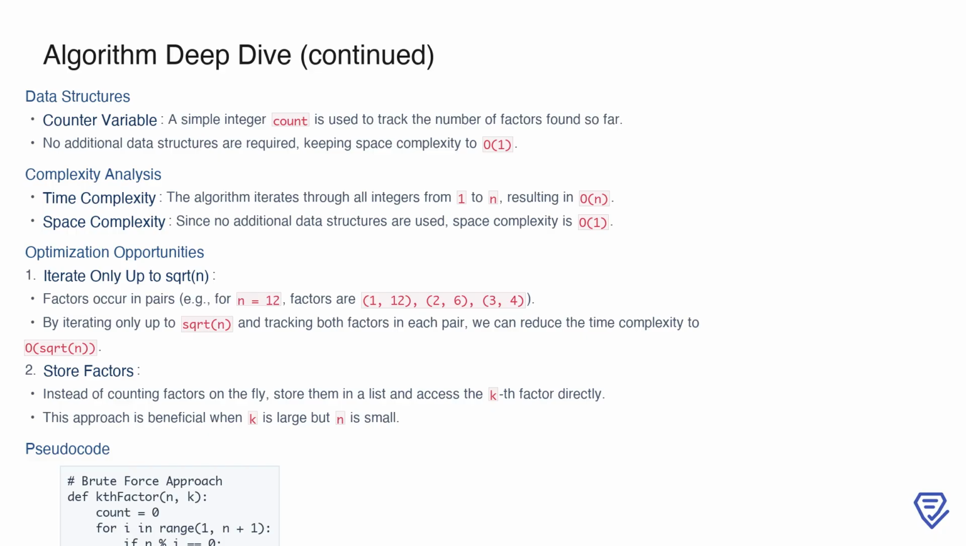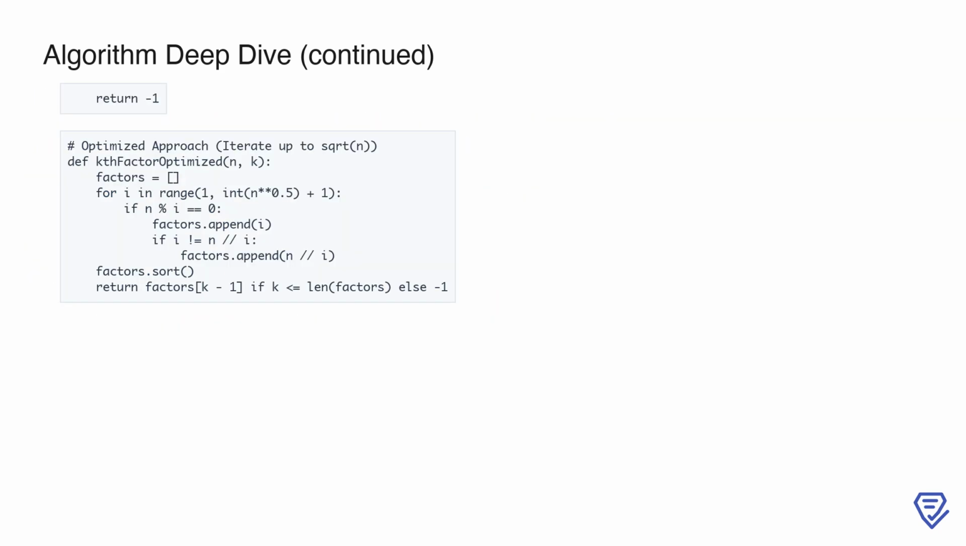By iterating only up to sqrt n, and tracking both factors in each pair, we can reduce the time complexity to O(sqrt n). Another optimization is to store all factors in a list and sort them. This allows direct access to the kth factor, which is helpful when k is large but n is small. The pseudocode for the brute force approach is straightforward: initialize count to 0, loop through 1 to n, check divisibility, and increment count until the kth factor is found. If the loop completes without finding the kth factor, return -1.